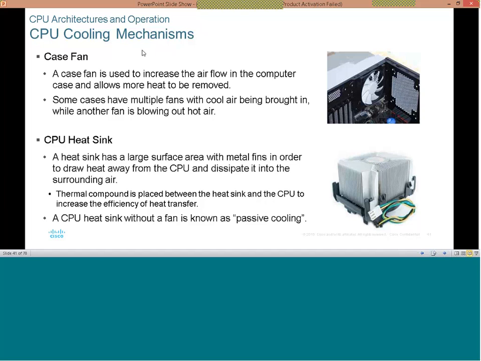So you need a case fan that helps you blow out heat. Some cases have multiple fans, with cool air being brought in while another fan is blowing air out. So you can see you have fans that help create that channel for airflow in order to blow hot air out of your system.